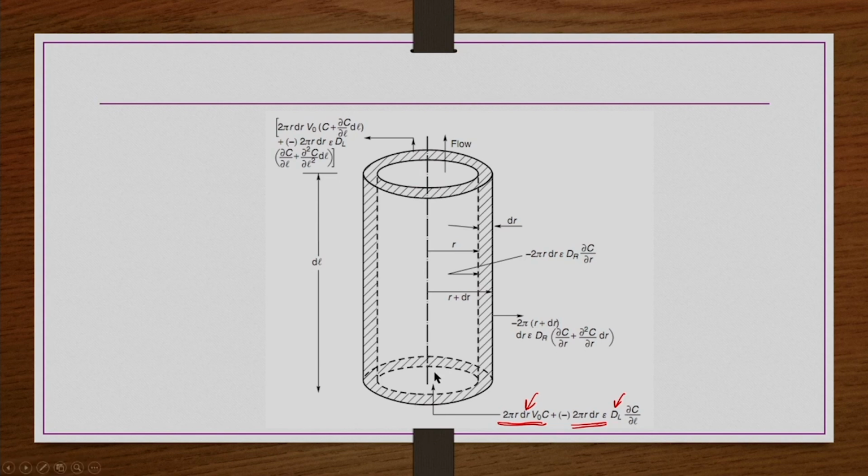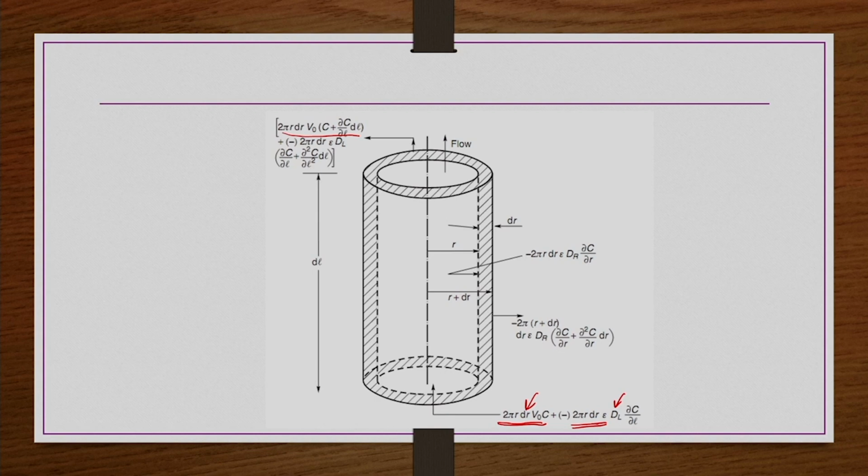Similarly at the outlet, what are the corresponding quantities leaving because of the bulk motion and because of the diffusion? Because of bulk motion, this is the component, 2 pi r dr V naught C, and in C there is a change of delta C, that change we are writing as dou C by dou L dl. Okay.